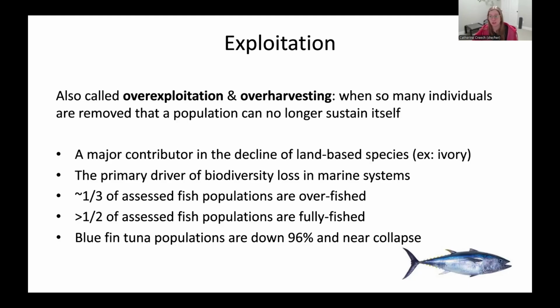This is a major contributor to the loss of land-based species, such as through poaching of ivory, and it's also a main driver of loss in marine ecosystems. We have looked at fish populations and found that 1/3 of them are overfished, and half of the others are fully fished, so we can't fish them anymore. For example, the bluefin tuna populations are down 96% and they're near collapse because it is a hugely popular fish.